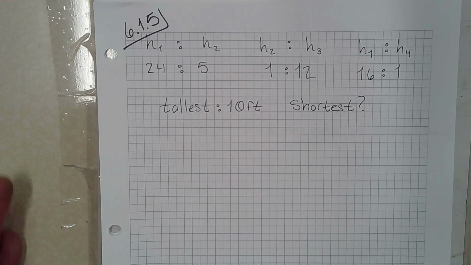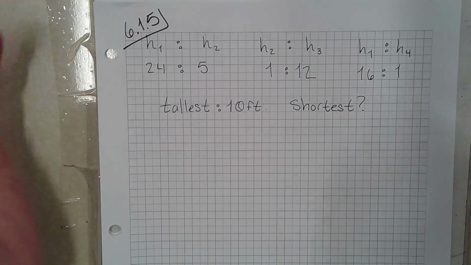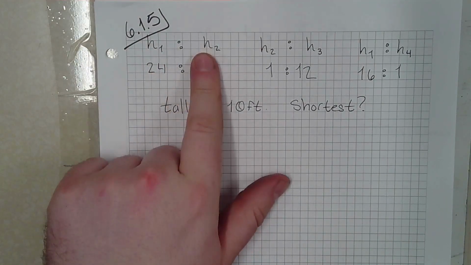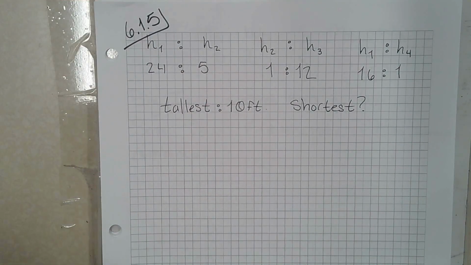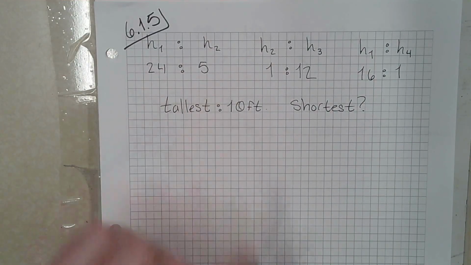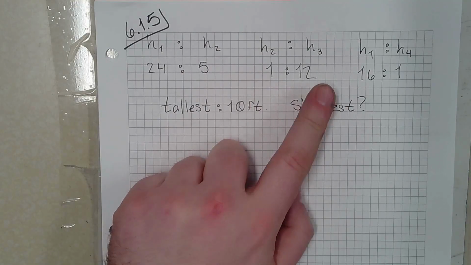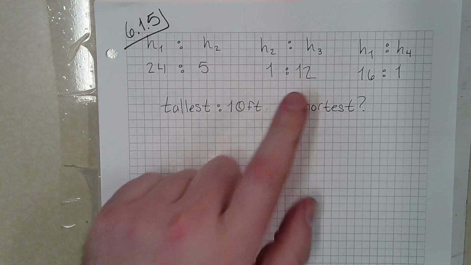Anyway, this is the Alice problem. Alice is growing in size. Her initial height is 24, and her height 2 is 5. That's kind of the relationship, 24 to 5. So we're definitely shrinking here. And then height 2, if we think of that as being 1, then height 3 is 12. So it's definitely a grow.